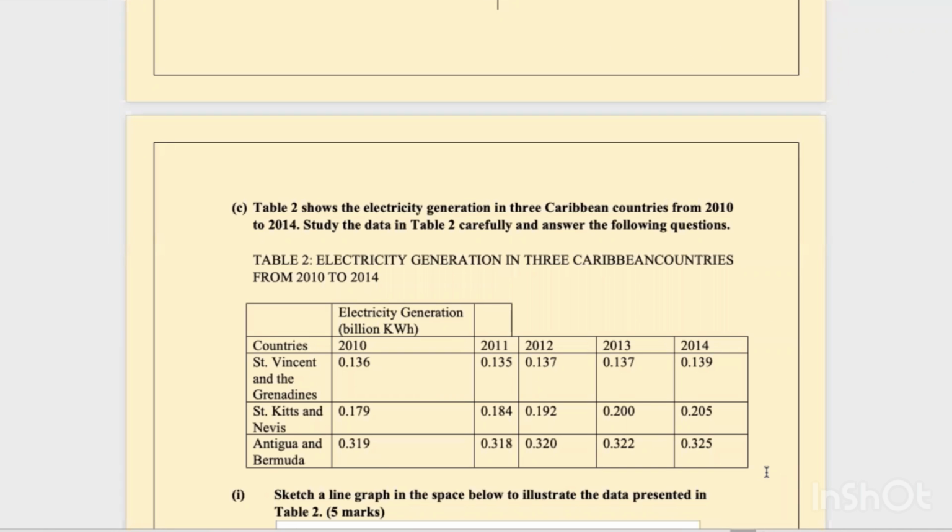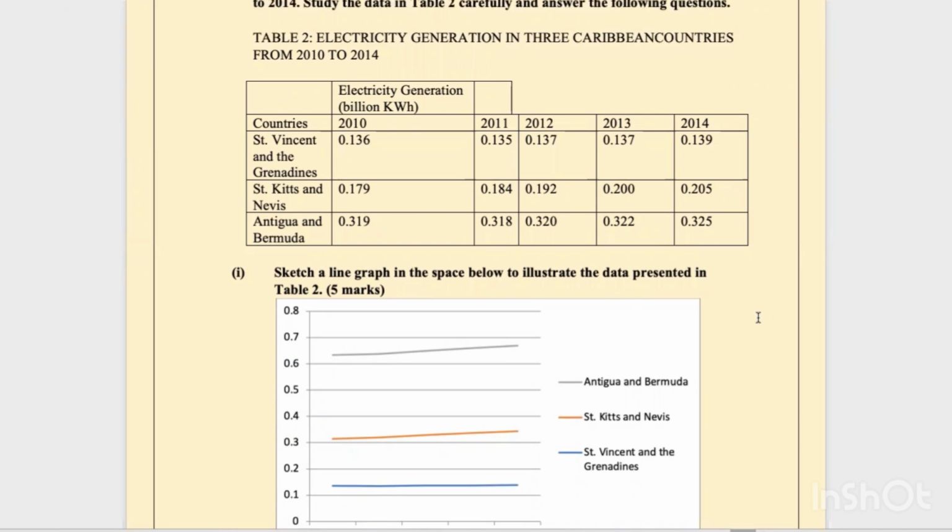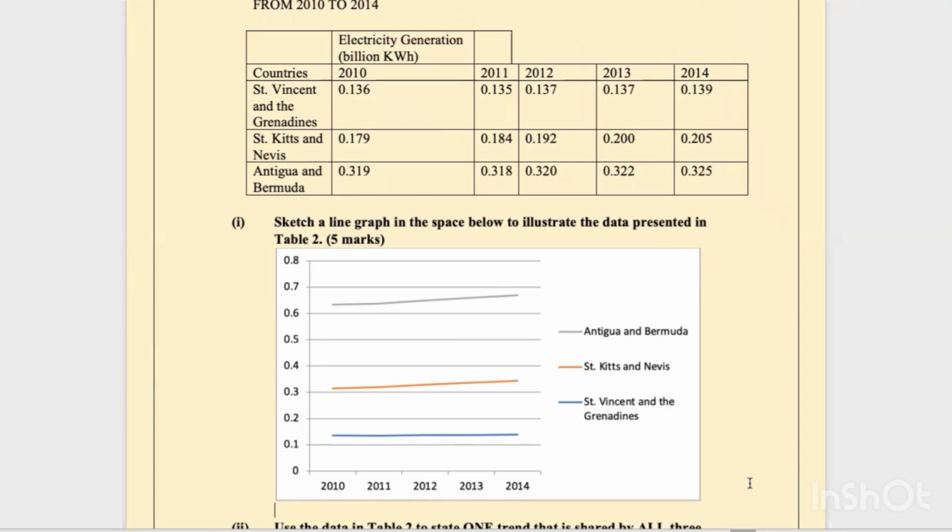Table 2 shows the electricity generation in 3 Caribbean countries from 2010 to 2014. Study the data in Table 2 carefully and answer the following questions. It says sketch a line graph in the space below to illustrate the data presented in Table 2. Here, I have extracted the data from the table and used my Excel app to create a beautiful graph. Students, I can't stress enough the importance of putting your title below the graph, right? So this is about figure 2 now, right? Figure 2, electricity generation in 3 countries over a 5-year period.